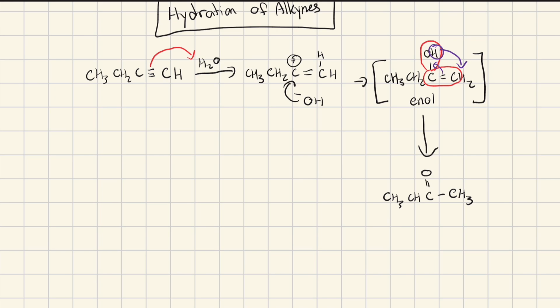This form that we now have, which is our final product, which I just boxed off, is our keto product. These two are isomers. The keto product is preferred rather than the enol product because the C double bond O is stronger than the carbon-carbon double bond.